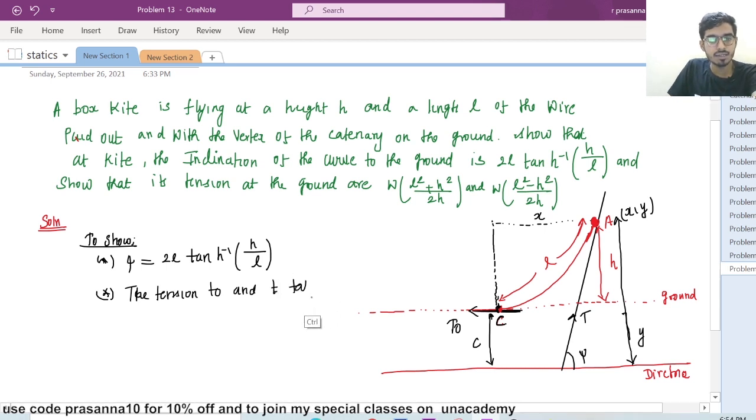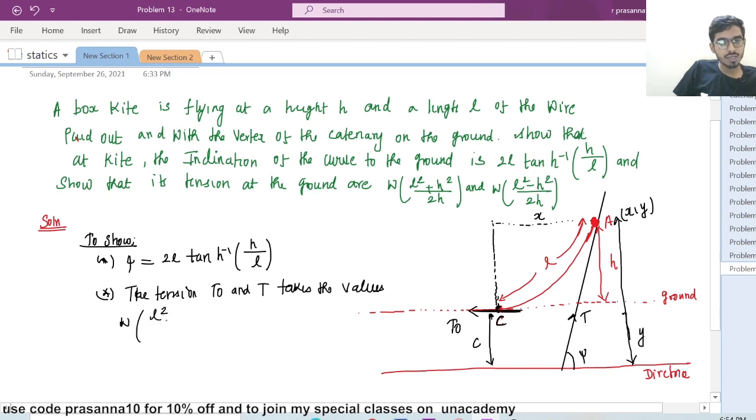Okay, let me write capital T. So tension T naught and T take the values W times L squared plus h squared by 2h, and W times L squared minus h squared divided by 2h, right?